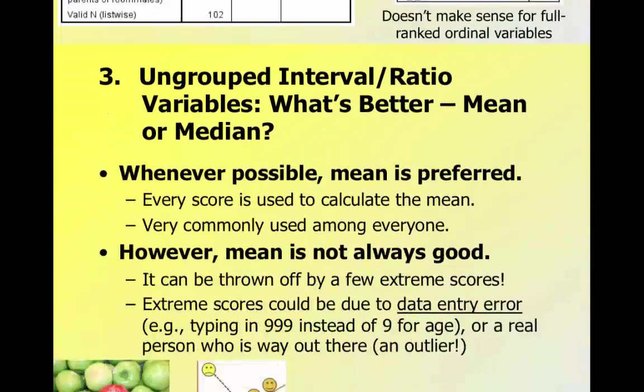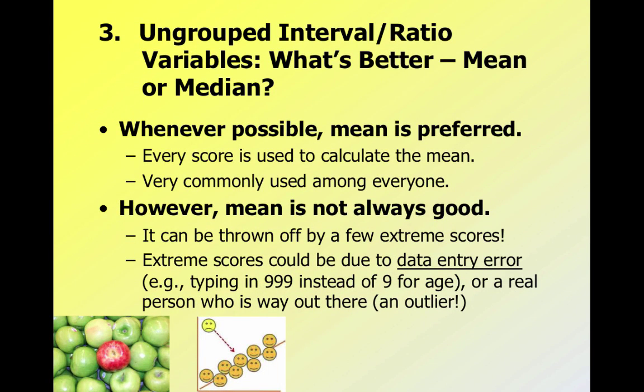So when we're talking about ungrouped interval ratio variables, what's better, the mean or the median? Well, whenever possible, we want to report the mean. It's preferred, and you'll see this in most research that you'll read, anytime we talk about medication and certain weight or certain height. It's all really talking about the mean. What's the average? It's very commonly reported, and it's actually pretty easy to calculate.